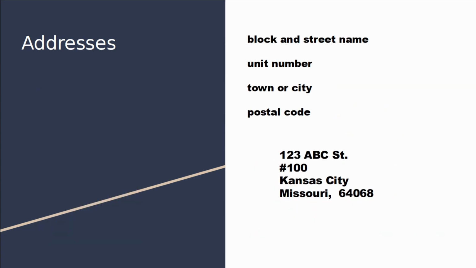An address always follows this formula. We have the block and street name, a unit number if there is one, a town or city, and the postal code. They look like this: 123 ABC Street, number 100, in Kansas City, Missouri, 64068. Here we have the block and street name, the unit number, the town or city, and then the postal code.